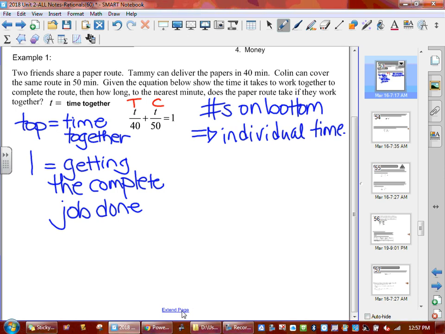Has everybody written down the blue here on the left I can erase? Yeah, okay. Just need to get rid of that so I have some space.